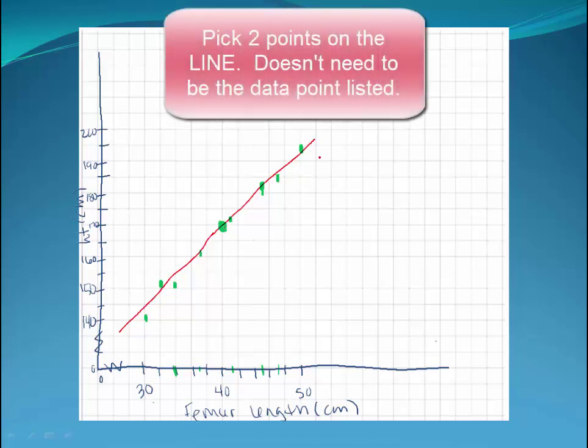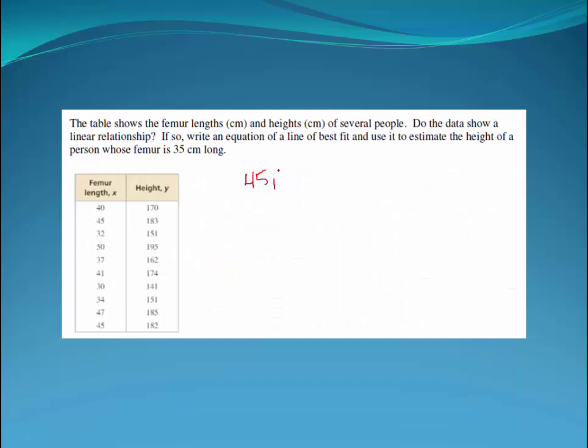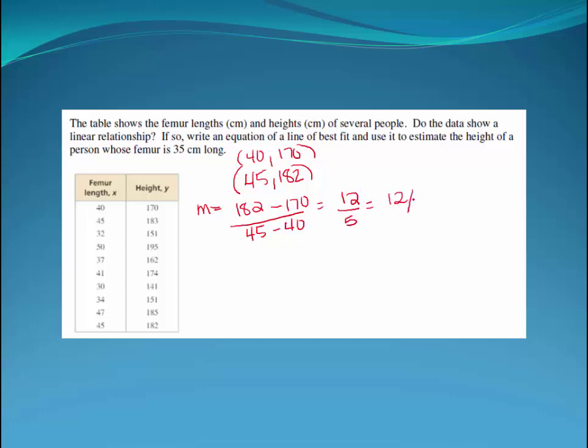And that's going to be at 40 and 170. And maybe that one, which is 42 for 45 and 182. All right, so we're going to go ahead and find the slope. y2 minus y1 over x2 minus x1. That can't be reduced, so we're just going to leave it as 12/5.